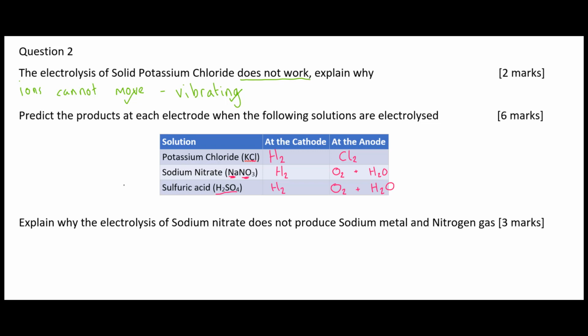Now if we look at this final question, which is worth 3 marks, it says explain why the electrolysis of sodium nitrate does not produce sodium metal and nitrogen gas. Well, remember, if there is a halide present, then you'll produce the halogen gas. But because there is no halide, we produce oxygen gas. And remember, we would also get water. So that would be 2 of our 3 marks.